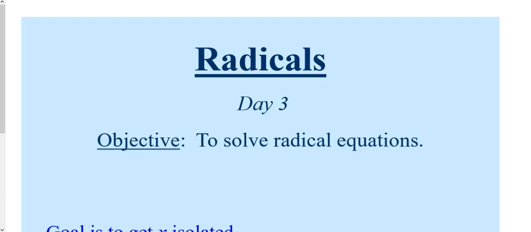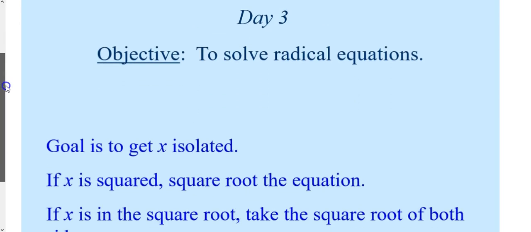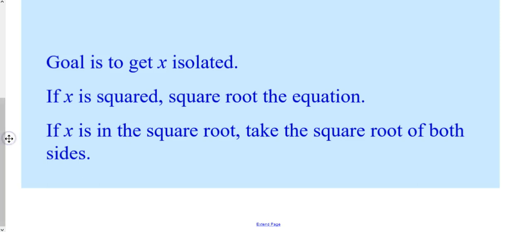Okay, moving on. Now that we've simplified, we are going to solve equations with radicals in them. So here's what we need to do. Always want to get x by itself, isolated. If the x is squared, we're going to square root both sides. If x is underneath the square root, then we're going to take the square root of both sides.